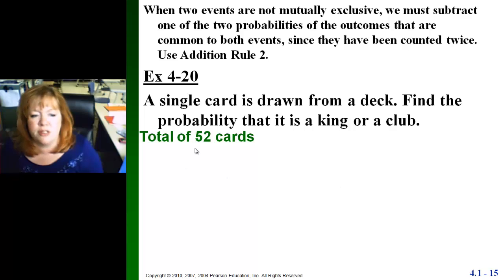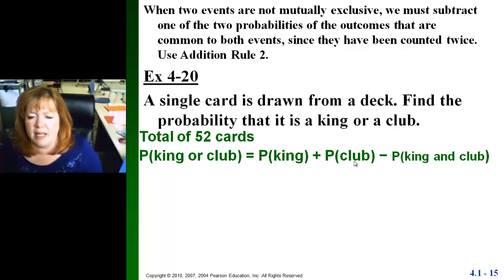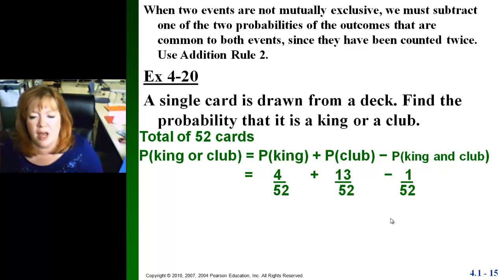So when you do this, you've got a total of 52 cards. The probability of a king or a club: you're going to have the probability of it being a king, plus the probability of it being a club, and minus off the probability of it happening at the same time. The probability of it being a king, there's 4 kings in a deck, so that's 4 over 52. The probability of it being a club is 13 out of 52 because there's 13 clubs in the deck. But there's also 1 king of clubs in the deck, so you have to subtract that off. So my final answer is 16 over 52, or 4/13.